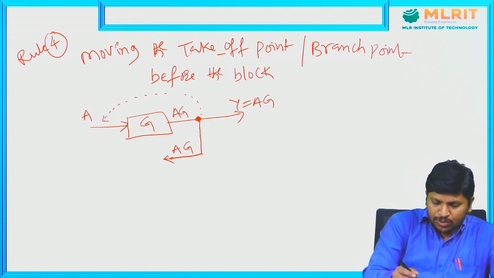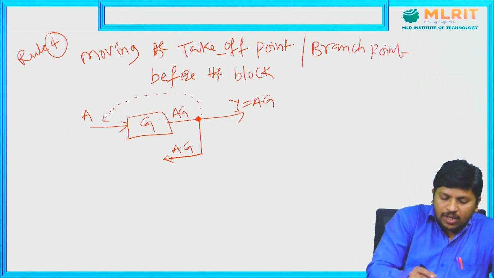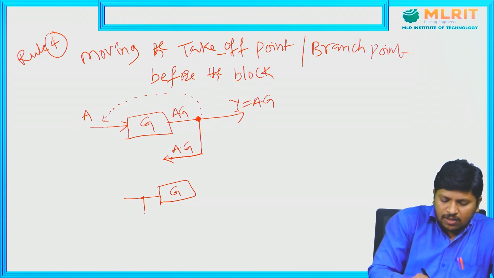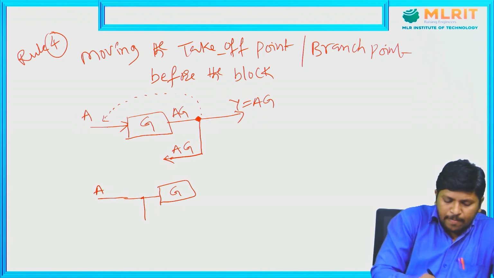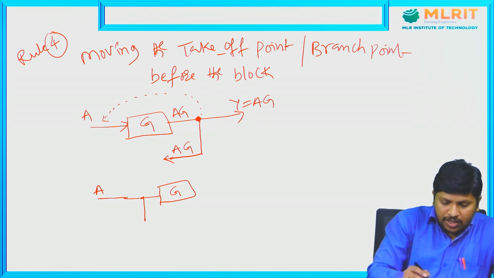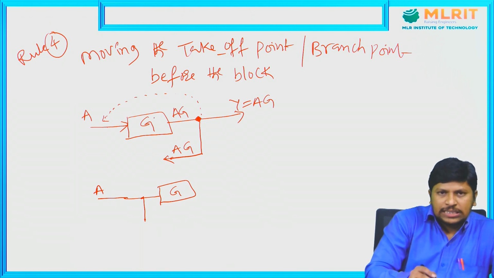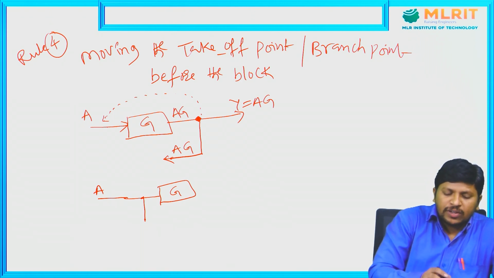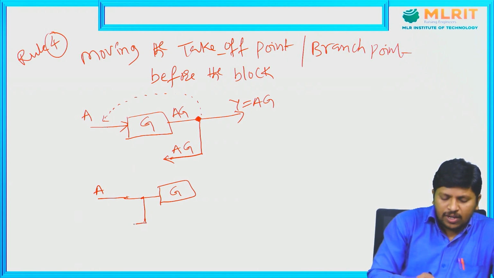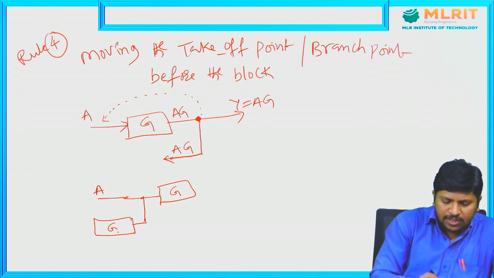Now I am going to move this take up point before the block. In block value G. Take up point is, what is the value in block, G only. But before the block moving, what we have is the block value, that value is directly moved, or that value is what I am going to write in the take up point. Just the same, I am going to write G.